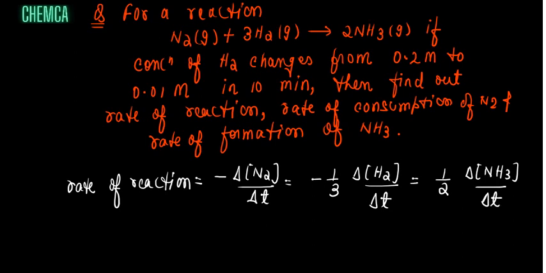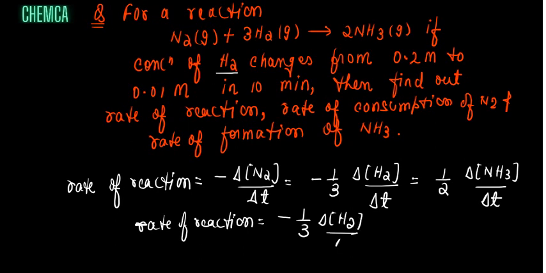Now we have been given the concentration of H2, it is changing from 0.2 to 0.01. So how to use that? We can use the expression for that, and that will give us the rate of reaction. So rate of reaction equals minus 1 by 3 del H2 upon del T, that will be minus 1 upon 3 times 0.01 minus 0.2, and the time interval was 10 minutes, divided by 10.